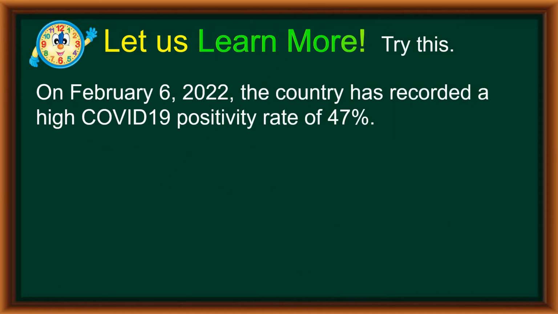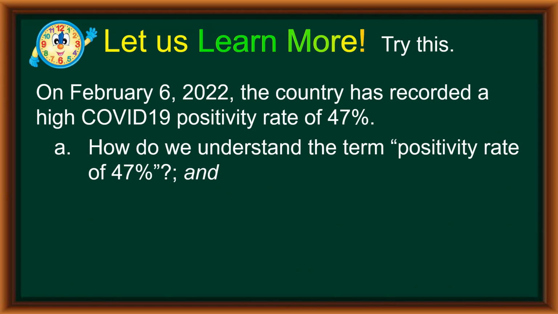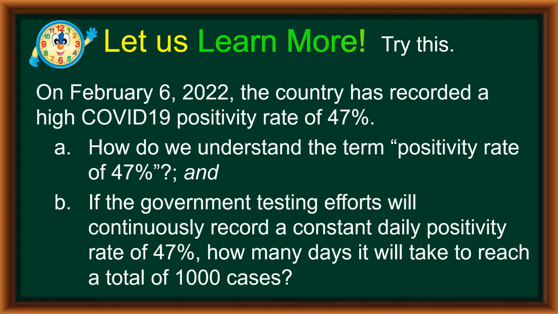Now, let us try another one. On February 6, 2022, the country recorded a high COVID-19 positivity rate of 47%. Letter A. How do we understand the term positivity rate or 47%? And letter B. If the government testing effort continuously records a constant daily positivity rate of 47%, how many days will it take to reach a total of 1,000 cases?